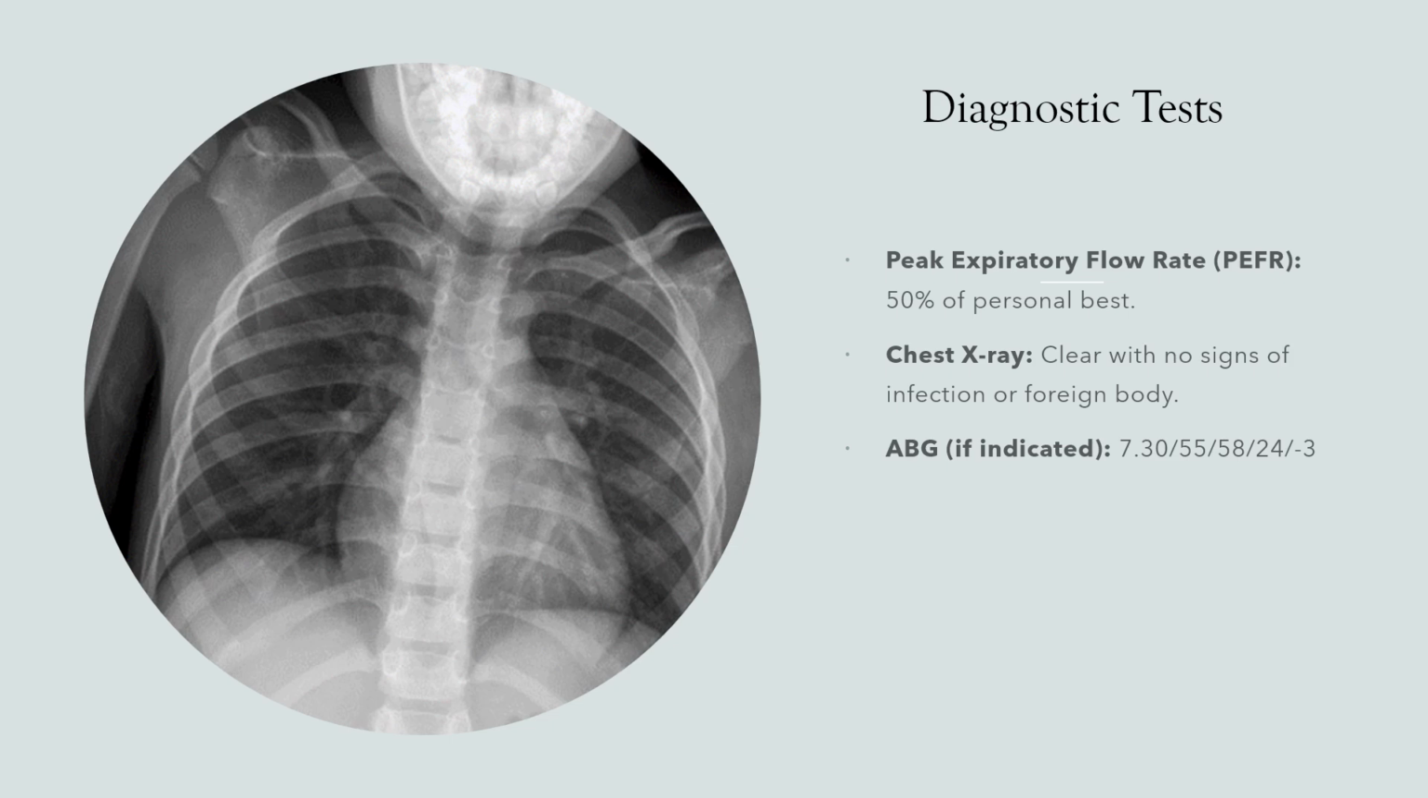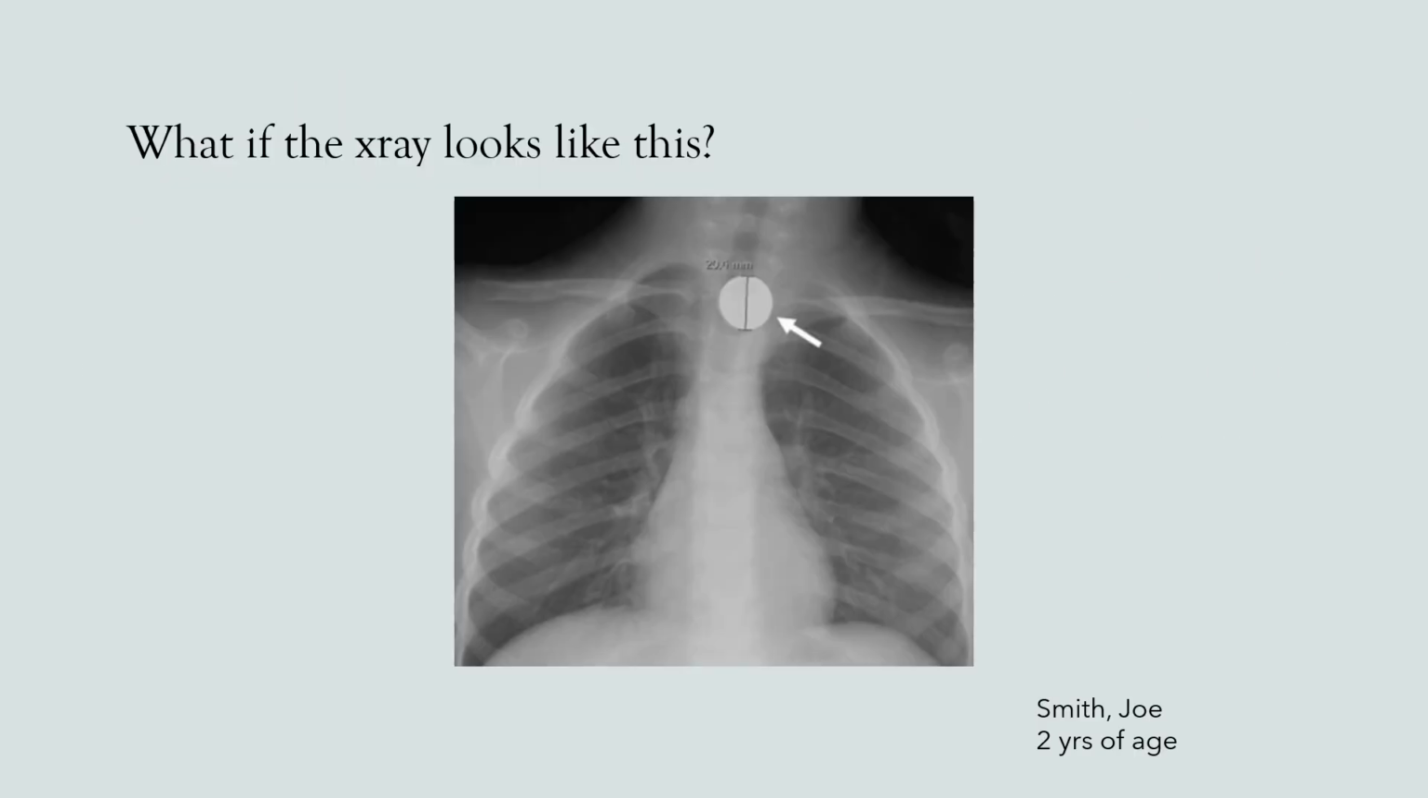And then we have a blood gas. Looks like the pH is a little acidotic. Her PaO2 is a little down. She's got a little CO2 retention. So not doing well from a breathing perspective. Her O2 and CO2 are out of balance. Okay, what if her x-ray looked like this?